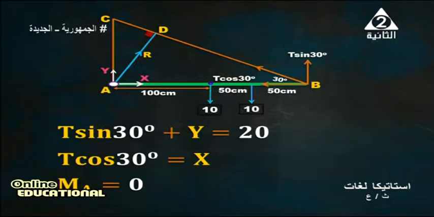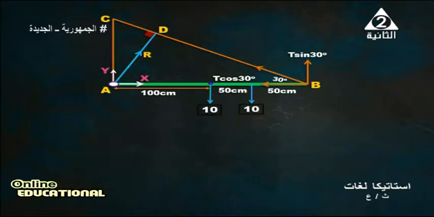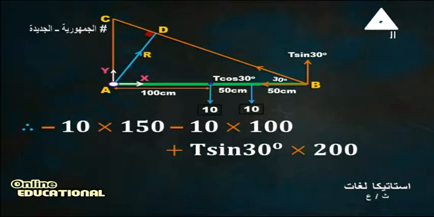We need a third equation. Why? Because we have three unknowns, tension T, X, and Y, and we have only two equations, the vertical equation and the horizontal equation. We must find the moment at point A. When we find the moment at point A, we cancel the X and Y reactions. Why? Because they act at point A. Therefore, my dear student, the moment at A equals 0.